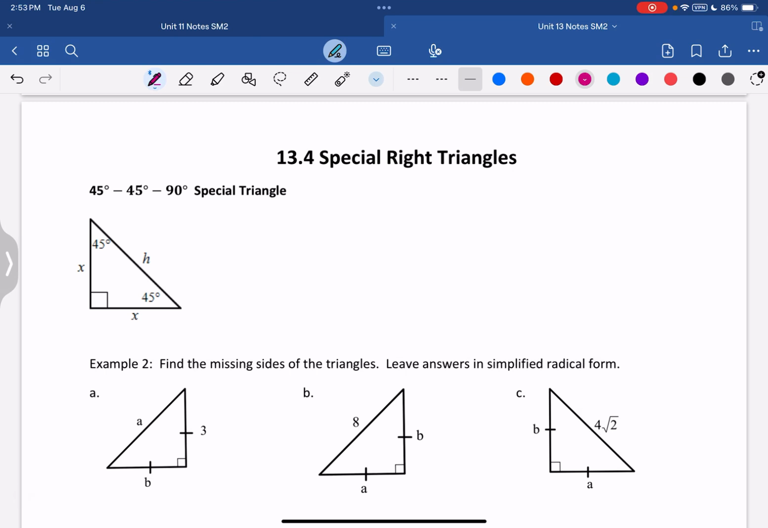Welcome. Today we're talking special right triangles. Special right triangles are triangles that come up decently often, especially when you're dealing with trig and the unit circle, which is what we're going to be talking about next. And special right triangles are when you're dealing with 45, 45, 90 triangles and 30, 60, 90 triangles.